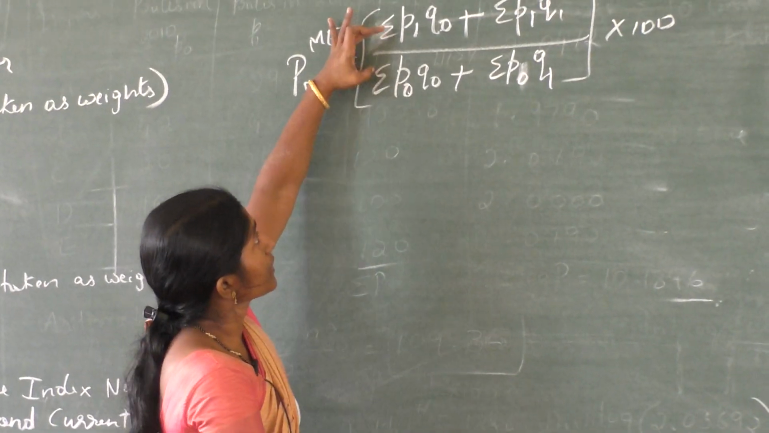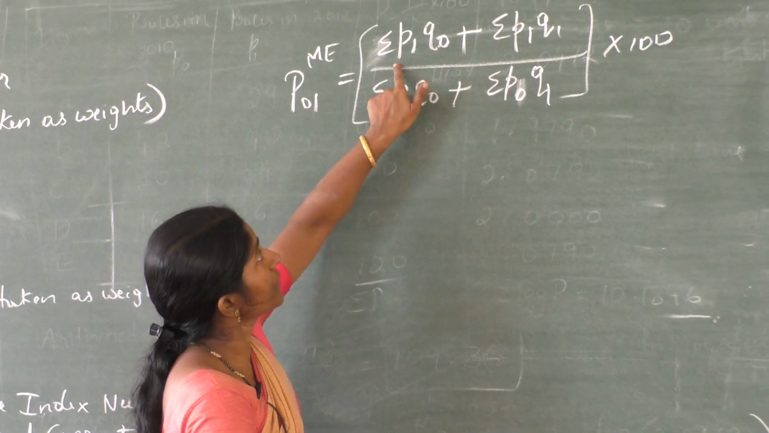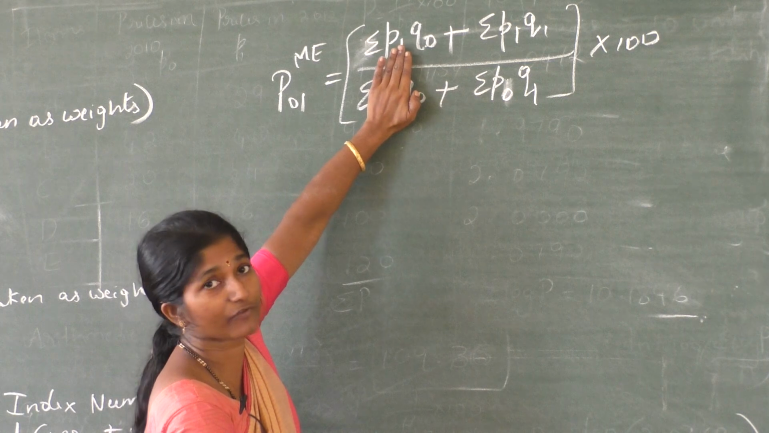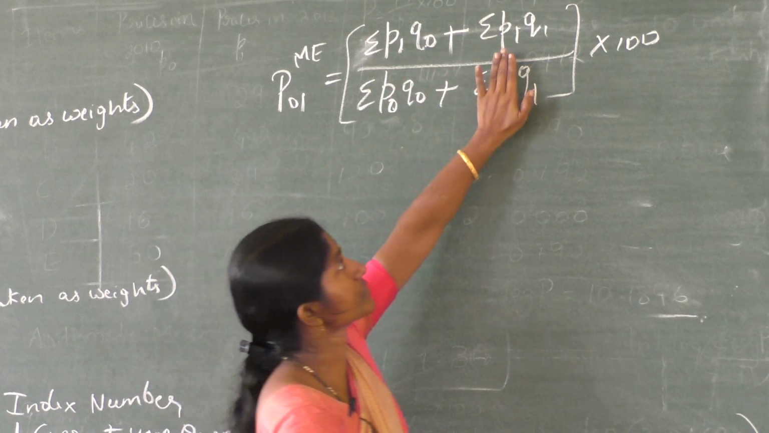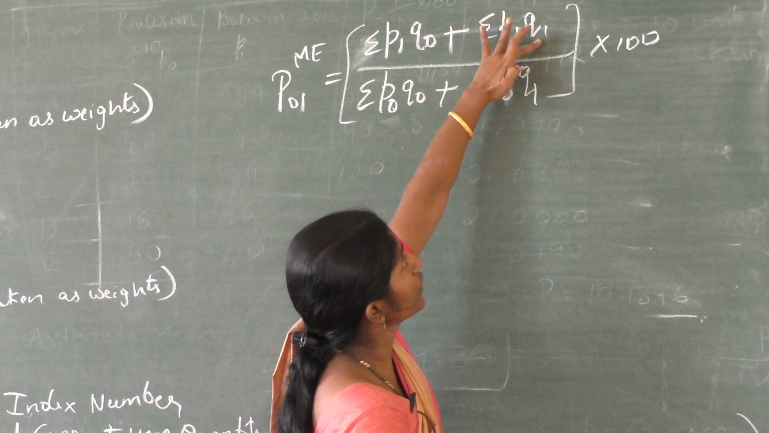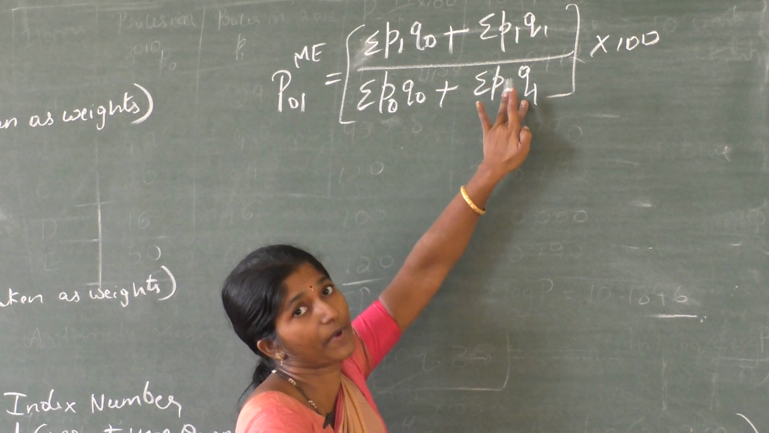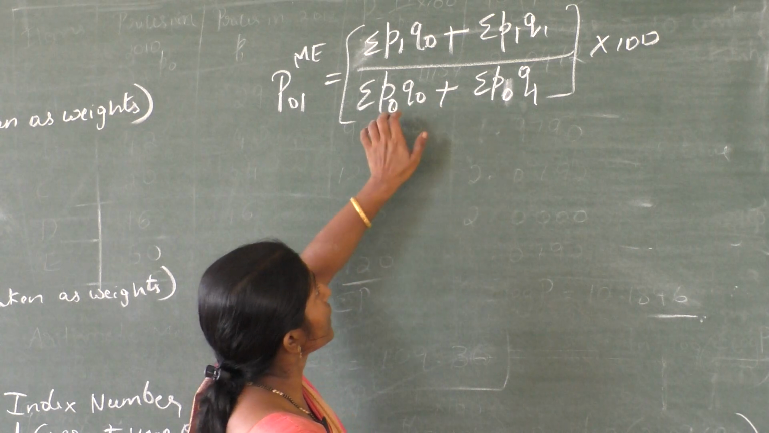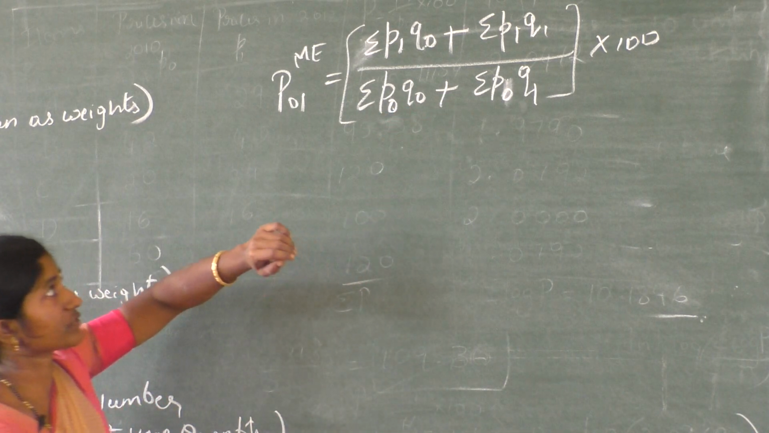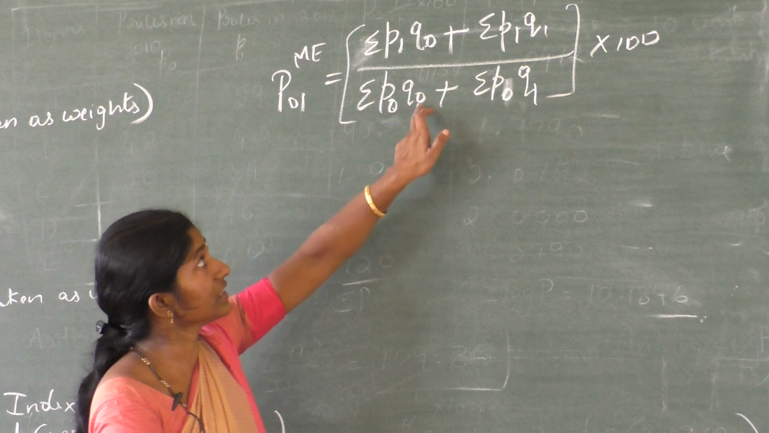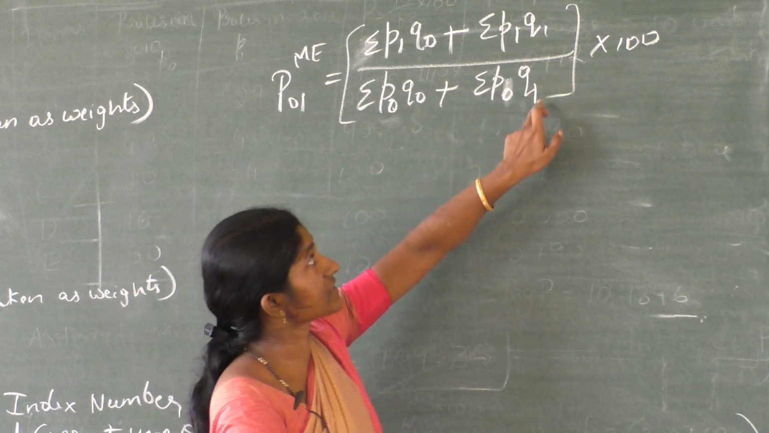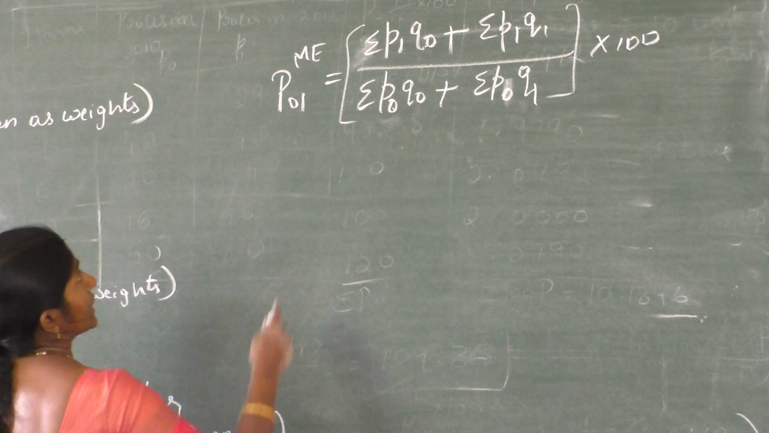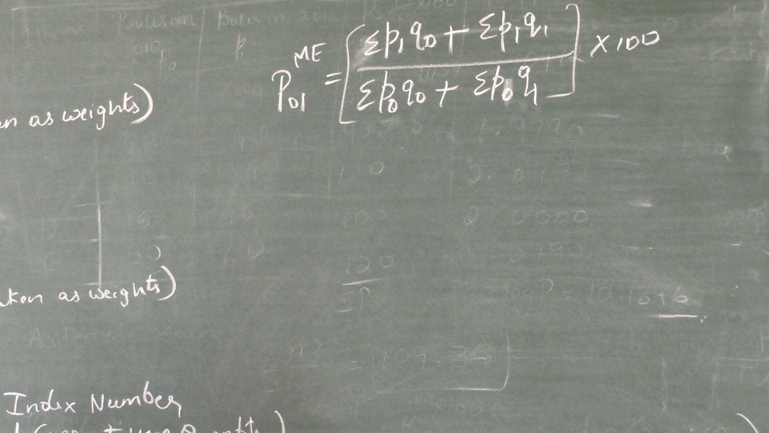Observe here, P1Q0, P0Q0. This is the Laspeyres formula. And here observe P1, P0, Q1, here also Q1. This is the Paasche. To remember, you can write like this way: Laspeyres here, Paasche here, that is Q1. This is the Marshall-Edgeworth index number.